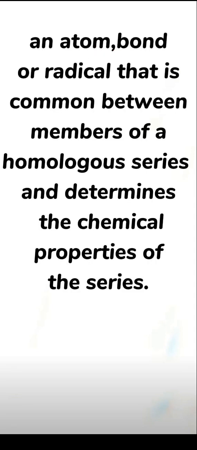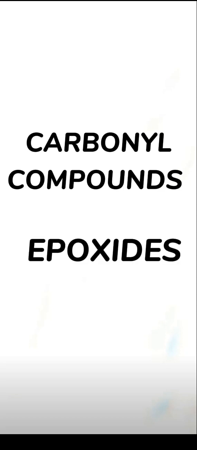The next terminology is functional group. A functional group refers to an atom, bond, or radical that is common between members of a homologous series and determines the properties of that homologous series. We'll talk about functional groups more in detail. We'll talk about carbonyl compounds, epoxides, esters, ethers, amides, and amines. Those are examples of functional groups.